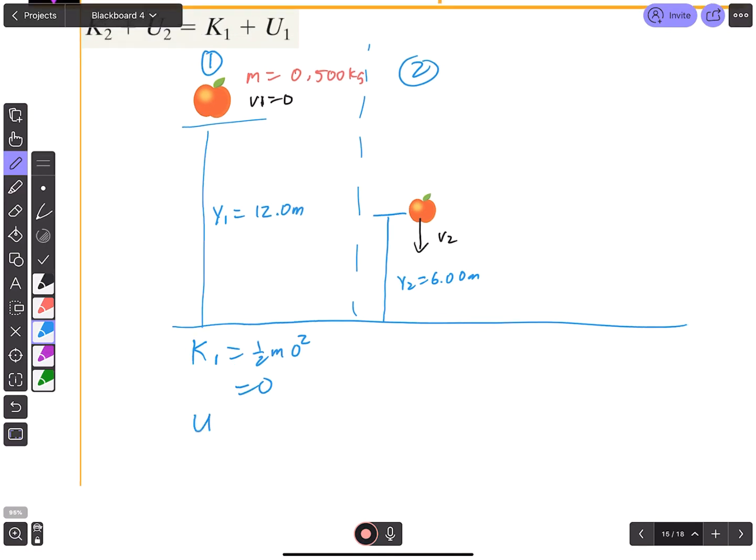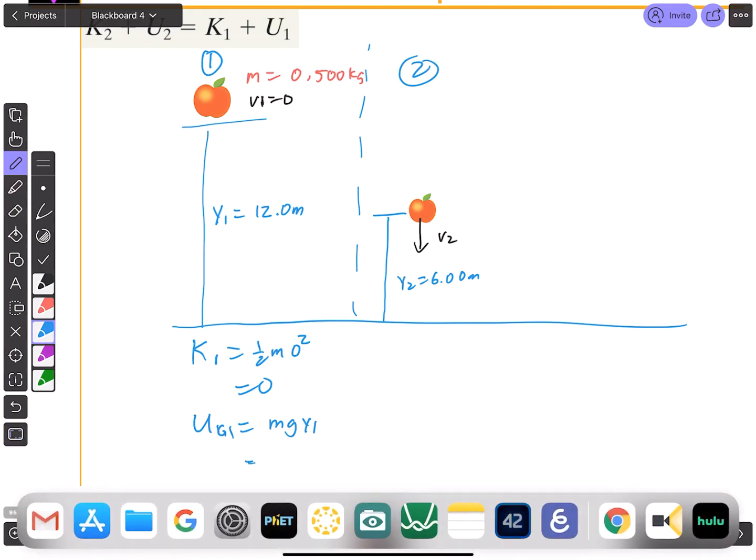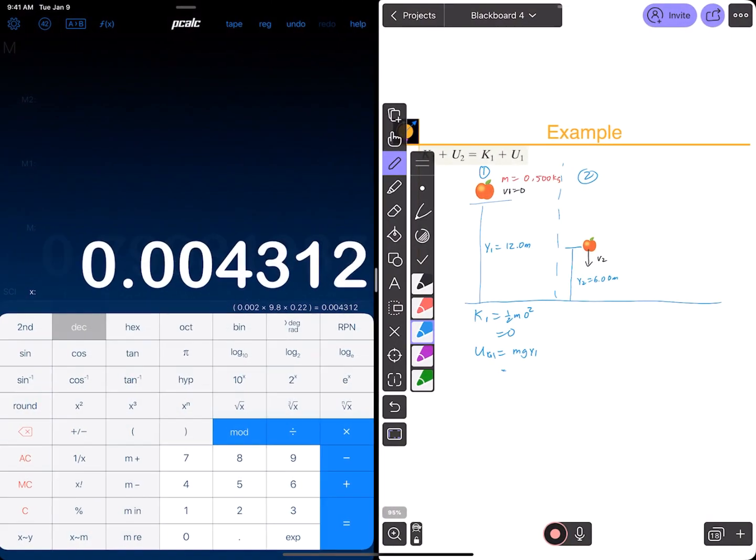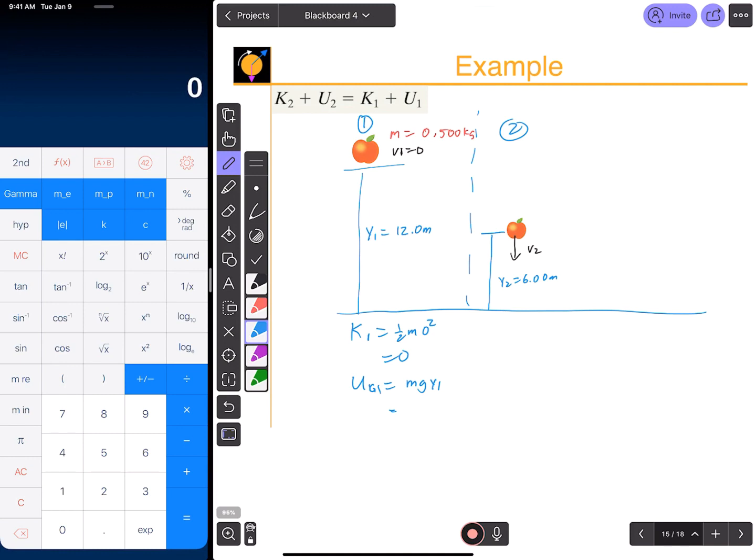What is the gravitational potential energy at the beginning? The gravitational potential energy at the beginning is m g y1. Let's calculate the initial potential energy: a mass of 0.5 kilograms times 9.8 times 12. So the initial potential energy is 58.8 joules.